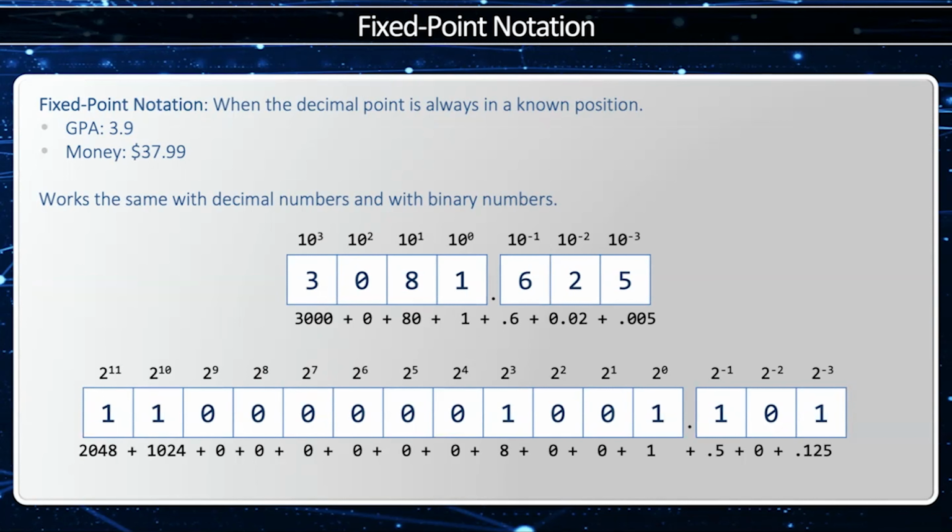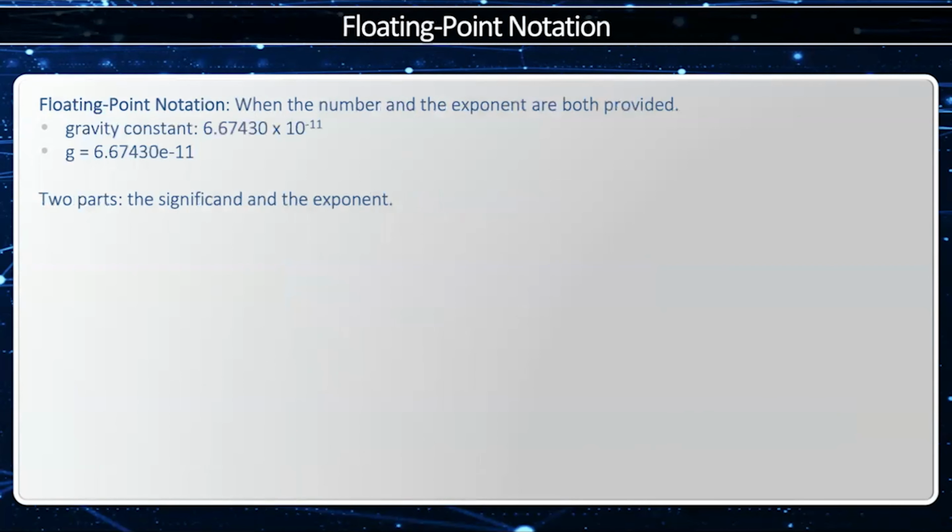And this also works to the right of the decimal point with the fractions. 2 to the negative 1 is 0.5. 2 to the negative 2 is 0.25, which I have a 0 there, so I don't add it. And 2 to the negative 3 is 0.125. I add all that up, and I get the same 3081.625.